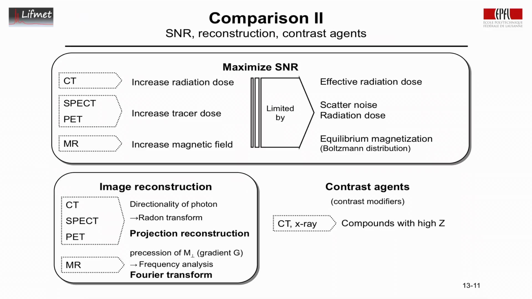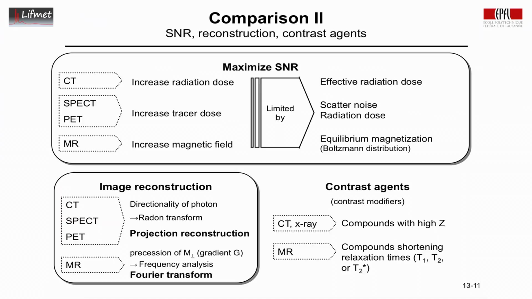Most compounds that are used are iodine-based for CT, but we've also had the example of gadolinium. And for magnetic resonance, the contrast agents are compounds that shorten the relaxation times, be it T1, T2, or T2 star. There is no contrast agent that can prolong the relaxation time.